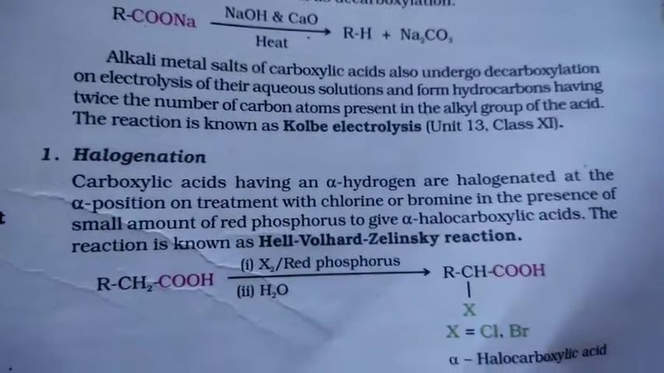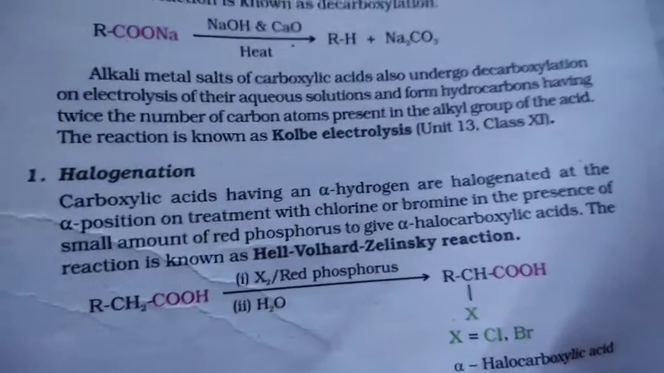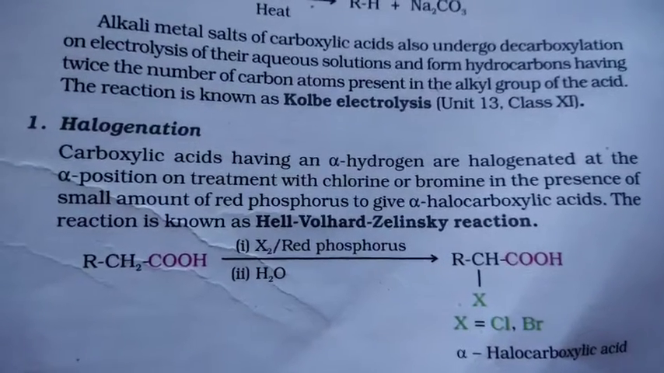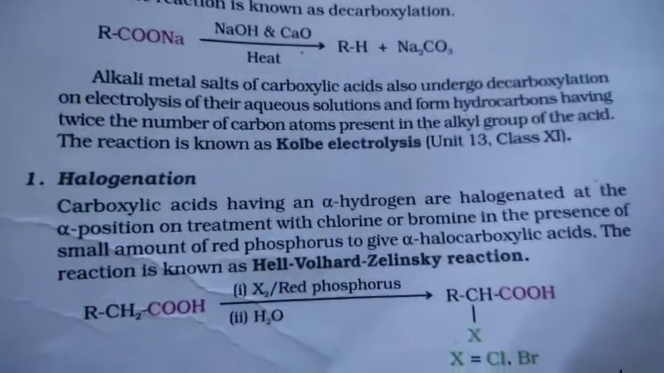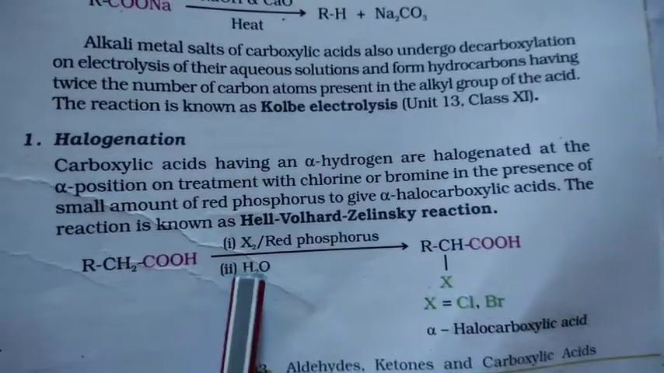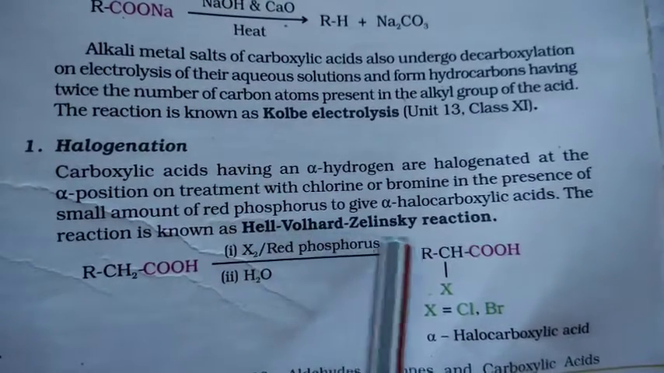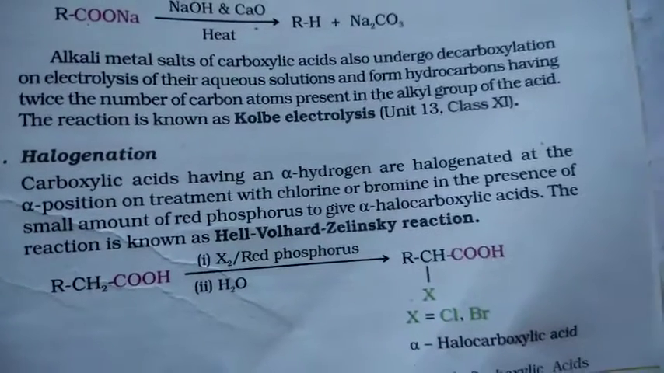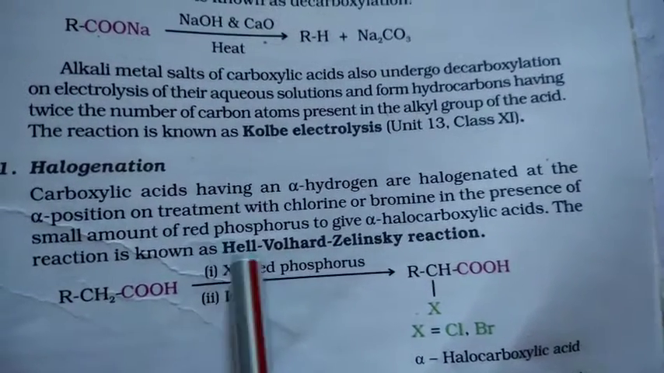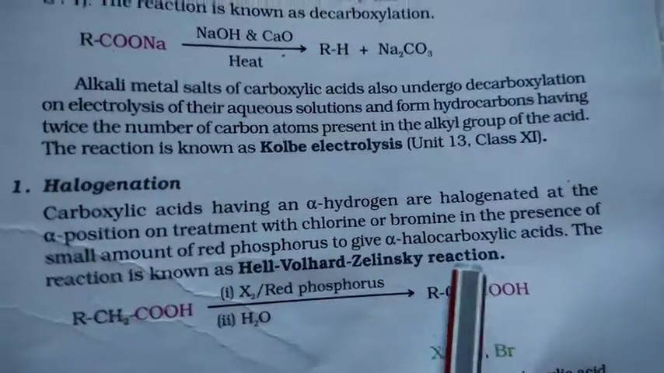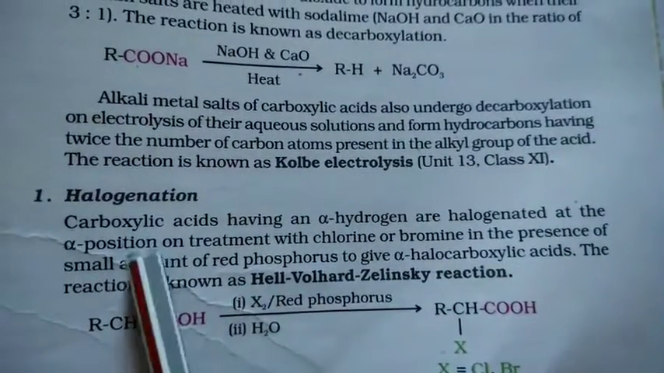In this chapter, we have also learned about the alpha hydrogen and alpha carbon, and this is the last thing about alpha hydrogen that you will be studying. This specific reaction is an important reaction, and its name is the Hell-Volhard-Zelinsky reaction. In short, in the examination they might not give you the full name, so you have to remember it as the HVZ reaction. Let us see what happens in this reaction.